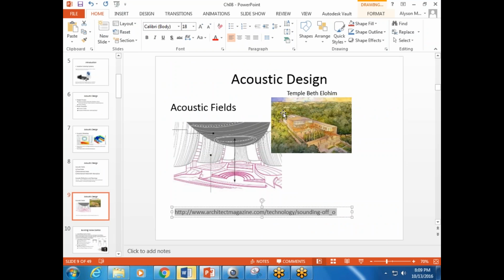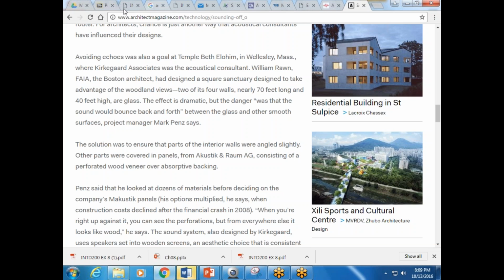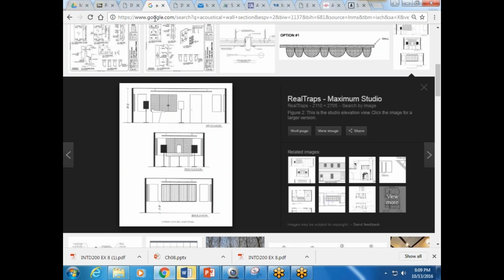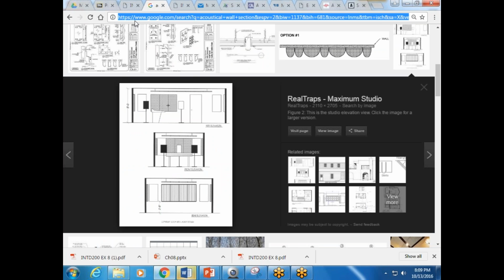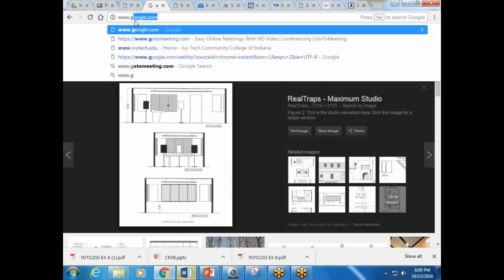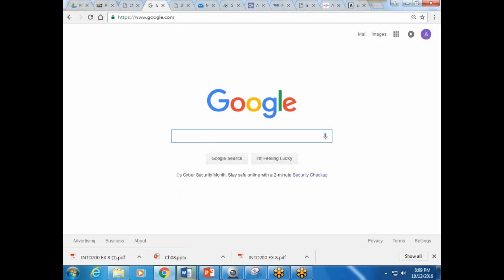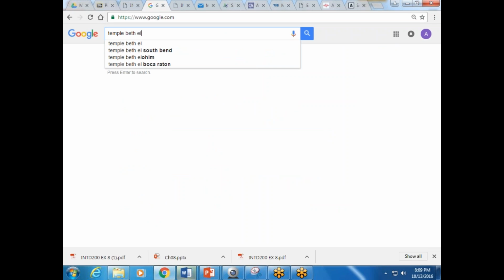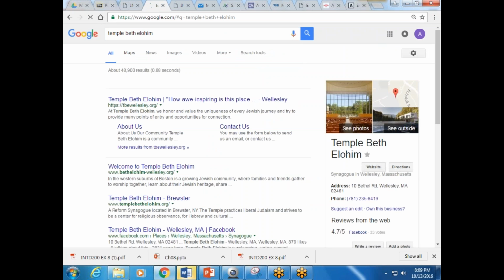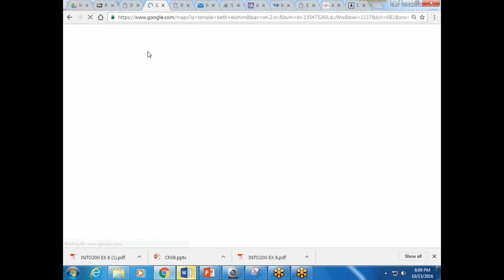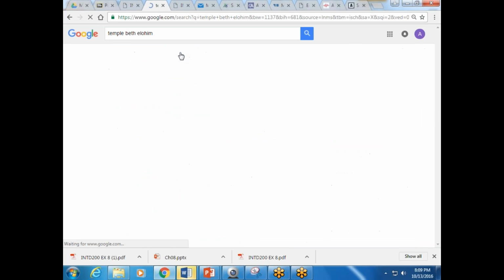So here is the watercolor rendering of that space, Temple Beth Elohim. Let me type it in and see if I can't get you a better real image. Oh, no. Just click, click, click.